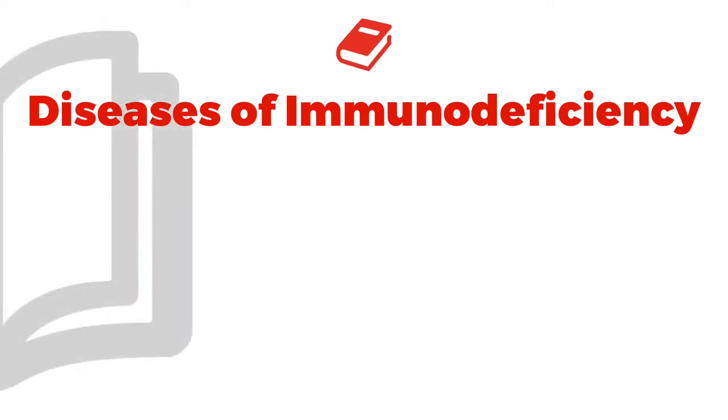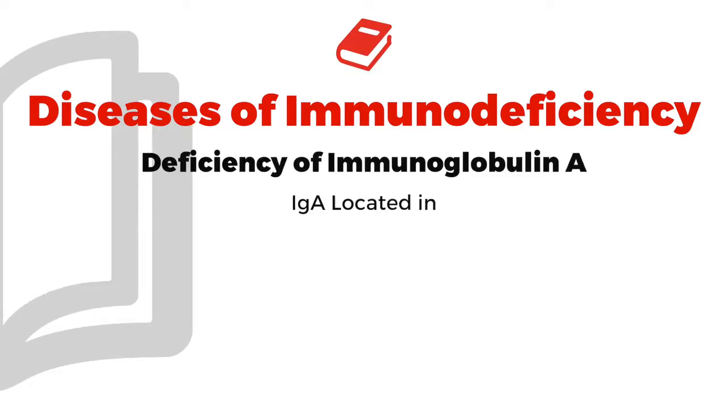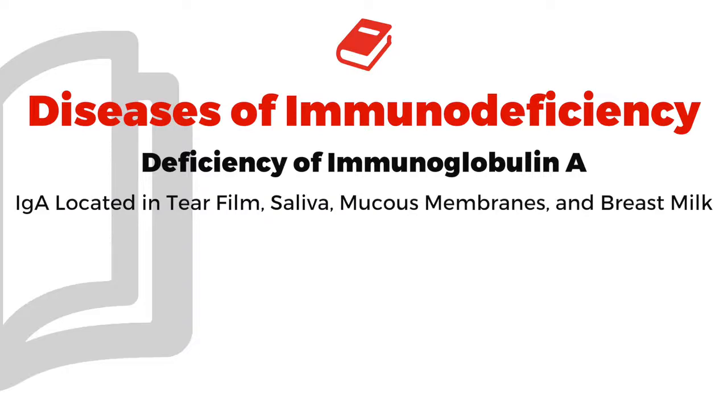Next, we're going to talk about diseases of immunodeficiency. And I think the big thing to know is that with IgA immunodeficiency, IgA is located in the tear film, in the saliva, in the mucous membranes, and in breast milk. So if you have a deficiency of that, you're just going to be more prone to infections in those areas, all right? So just highlight IgA, highlight tear film, and right off to the side, saliva, respiratory secretions, all right?